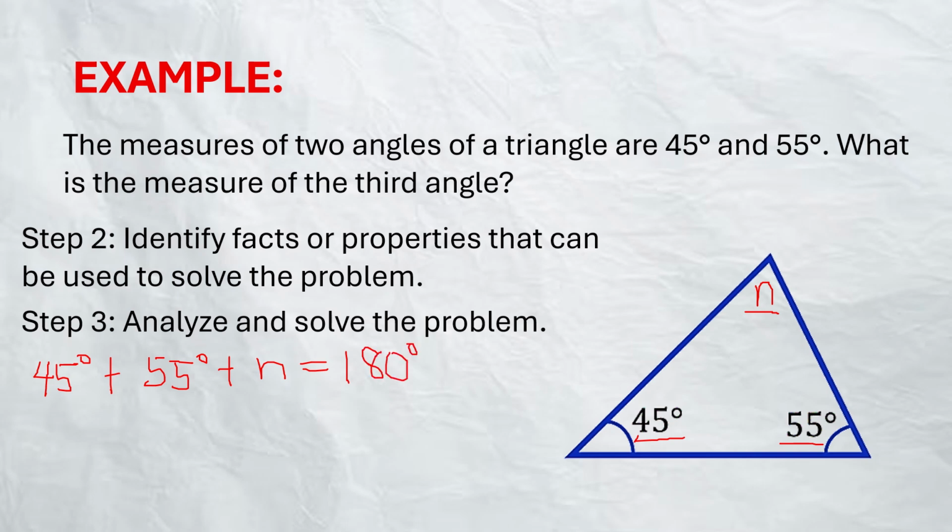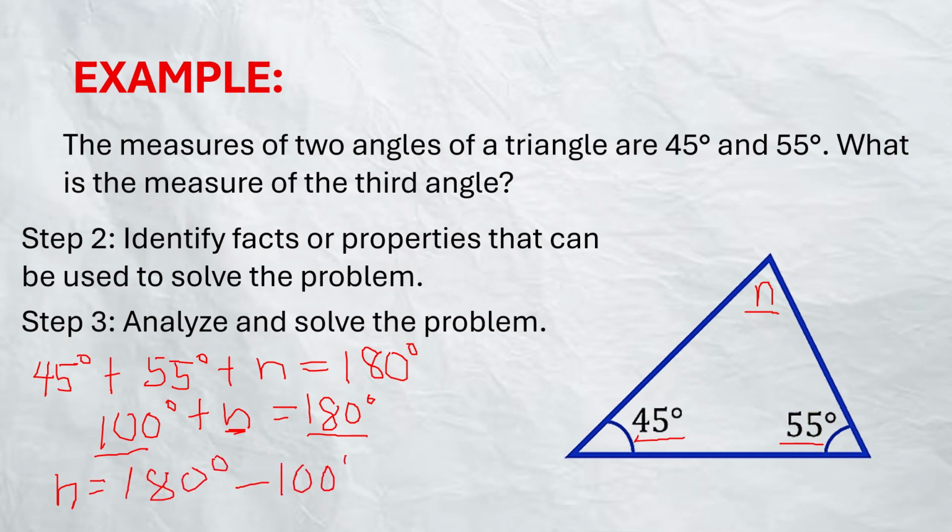180 degrees. Let us now add the measures of the two angles. So 45 degrees plus 55 degrees, that is 100 degrees, plus N equals 180 degrees. So thus the measure of the third angle added to 100 should be 180 degrees. So we can now solve for the missing angle by subtracting 100 degrees from 180 degrees. So it will become N equals 180 degrees minus 100 degrees. So therefore, N now, or the missing angle now, is 80 degrees. So this is now 80 degrees.